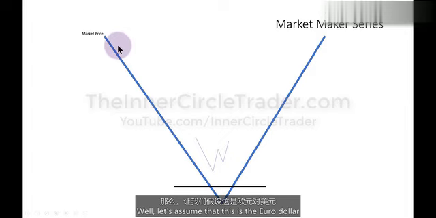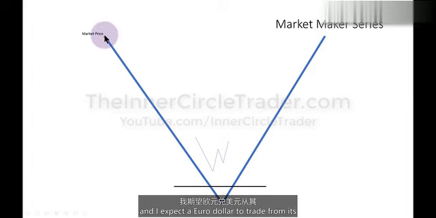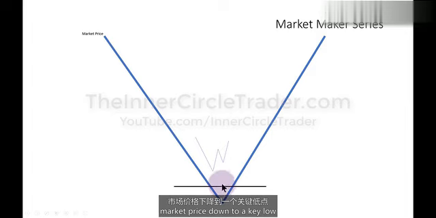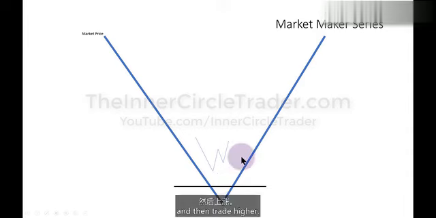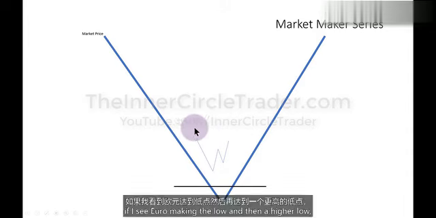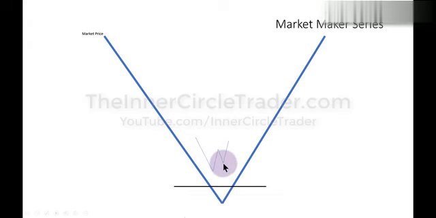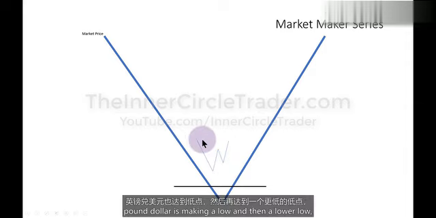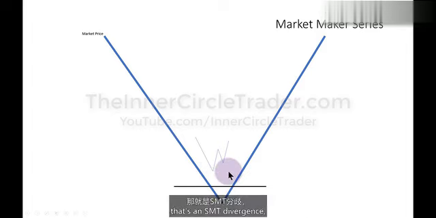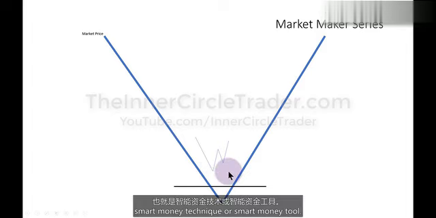Well, let's assume that this is the euro dollar, and I expected euro dollar to trade from its market price down to a key low and then trade higher. At this low, if I see euro making the low and then a higher low, at the same time pound dollar is making a low and then a lower low, that's an SMT divergence. Okay, smart money technique or smart money tool.